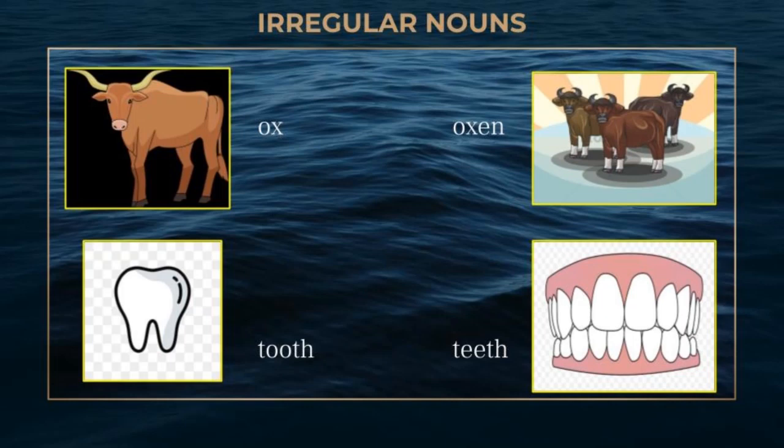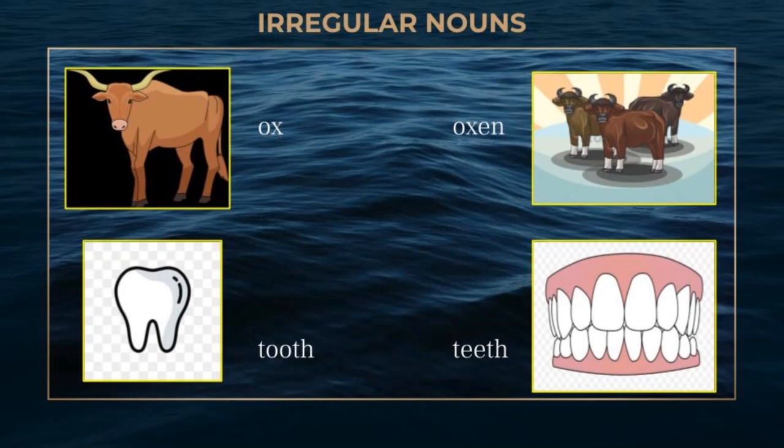The given singular noun is tooth. Tooth is a singular noun. The plural form of tooth is teeth. T-E-E-T-H, teeth. Okay students, once again I am repeating.